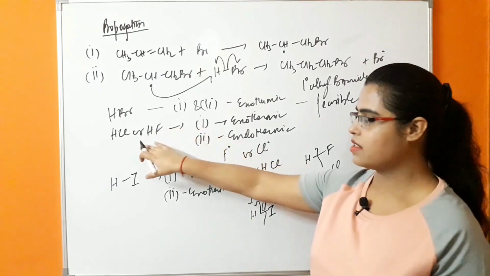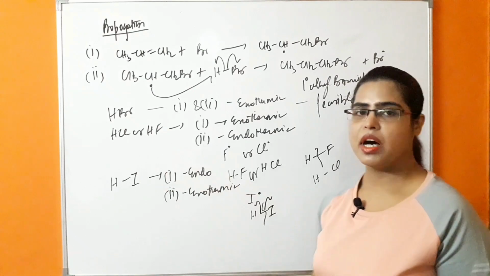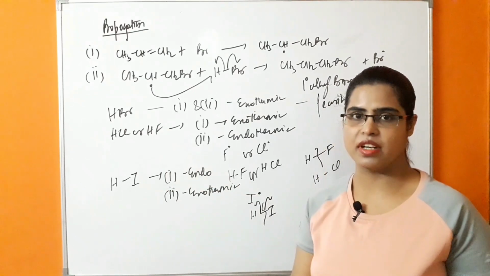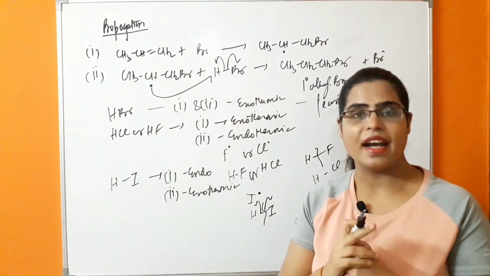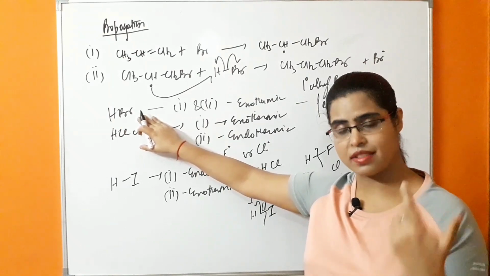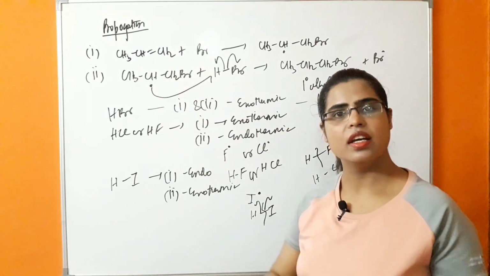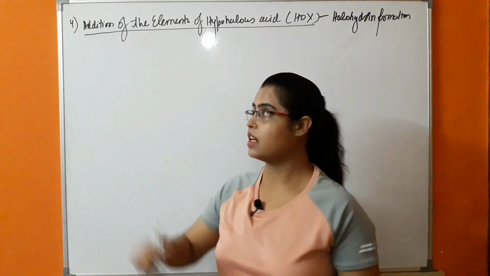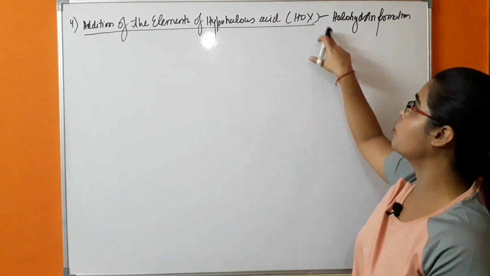In the case of HCl or HF, or even HI, the Anti Markovnikov rule does not take place, because one of the propagation steps of the reaction is not feasible; it is endothermic. Only in the case of HBr does the Anti Markovnikov rule take place, because both propagation steps are feasible, that is exothermic. Next chemical property of alkene is addition of the elements of hypohalous acid, that is HOX.